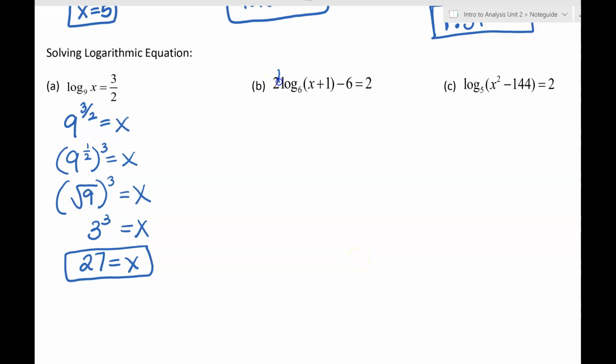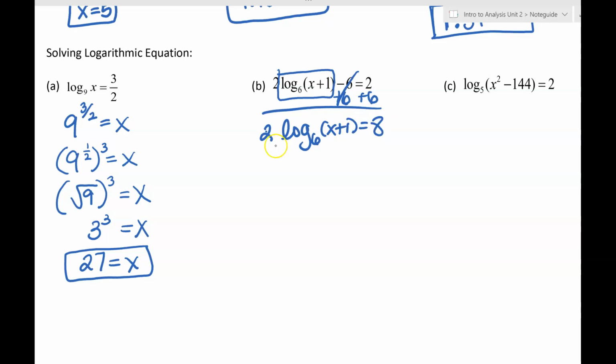All right, the next one, here's my log, but notice it's not alone. So you need to isolate that first, just like we have in our previous functions when we've been solving. So I'm going to add 6 to both sides. I'm then going to divide by 2. And now I have the log alone and can rewrite. So I'm going to get 6 to the 4th power equals x plus 1.